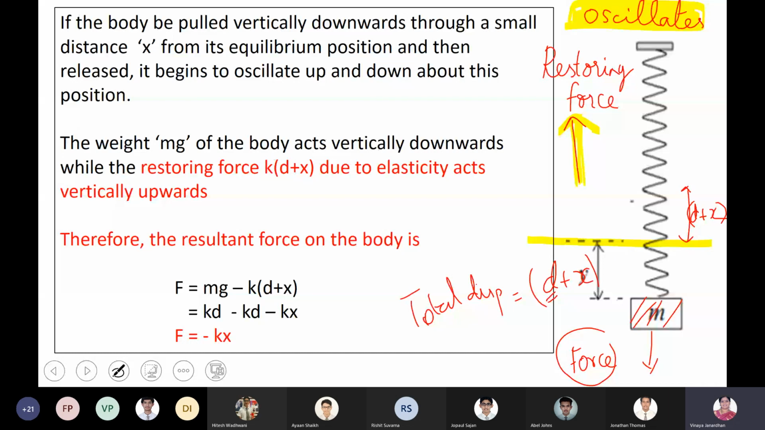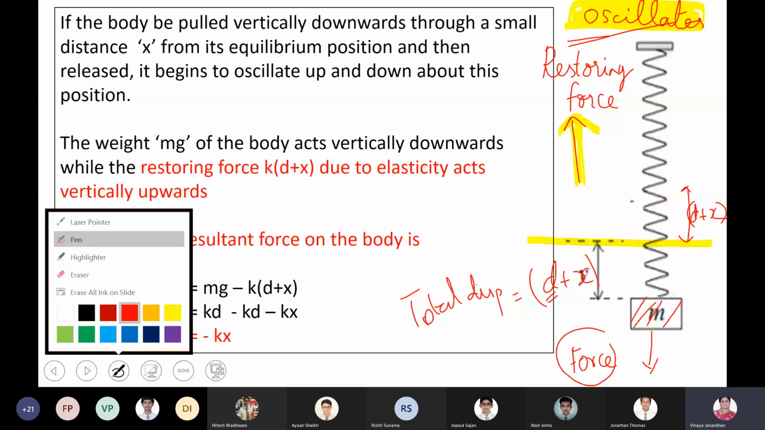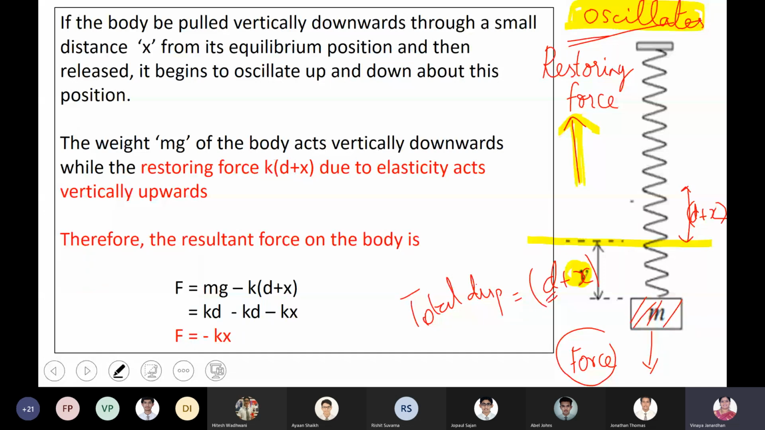Is that clear, boys? Now the spring is going to oscillate because you have applied a force, making the spring undergo an additional displacement of X. And then once you leave the force, the spring begins to oscillate up and down the mean position, D plus X meters above and D plus X meters below. Now look at this, the spring is under oscillation, which means the spring is under a force. If there is a force, the net force cannot be equal to zero. If the net force is zero, the spring will be at rest.